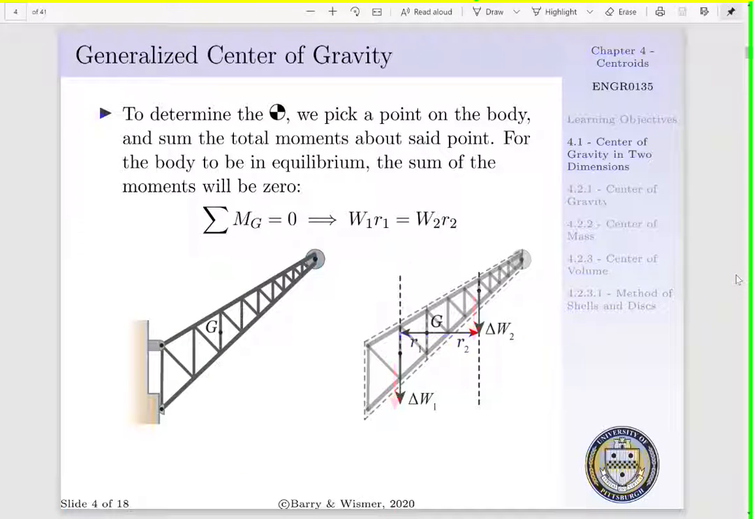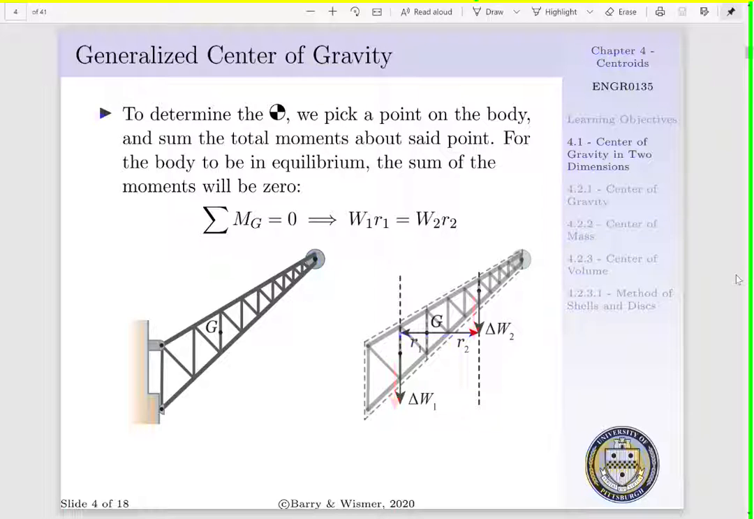Now, for us to determine the center of gravity of a body, we're going to isolate it from our systems. For example, we have a crane that's attached to a wall. We will remove that crane from the wall. And then we're going to pick a point on that body, and we're going to sum the moments about that point. For our body to be in equilibrium, the sum of our moments must be equal to 0.